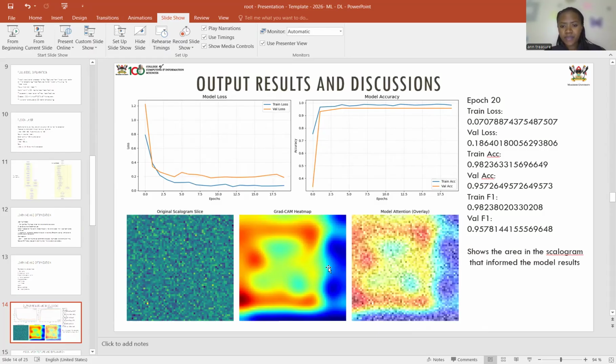And then we see here where the Grad-CAM comes in for explainable AI. This shows how the CNN sees the scaleogram after it has been inputted, and this shows the areas in the scaleogram that inform the model results. So it shows where the model's attention was mainly. You can see it was mainly at the beginning, on the left of the scaleogram.